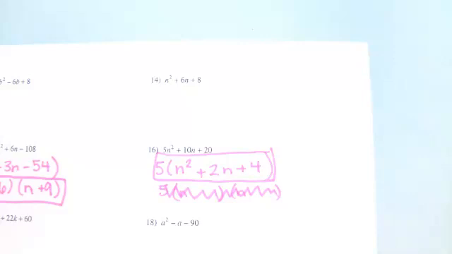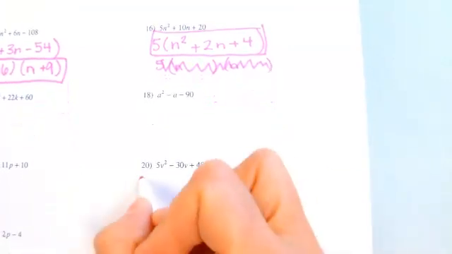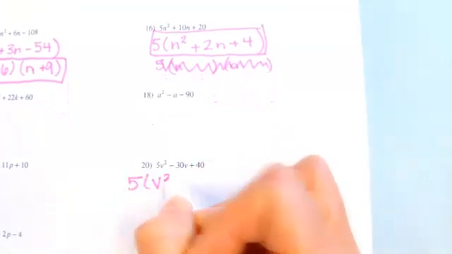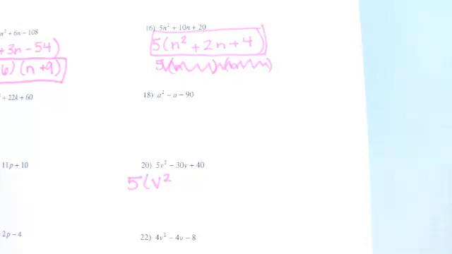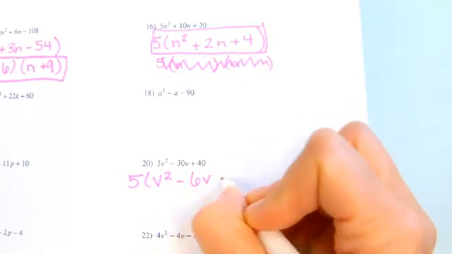Let's try another one. Let's try 20. Okay, what's the obvious GCF out of 20? All right, 5 again. V squared. Okay, somebody else this time. Give me what's left over when you divide the 5 out of the negative 30V and the 40. Someone who hasn't gone yet, I'm going to volunteer you. You're going to love it. Oh, who's the lucky winner this time? I think it's going to be Elvin. Go. Negative 6b plus 8.